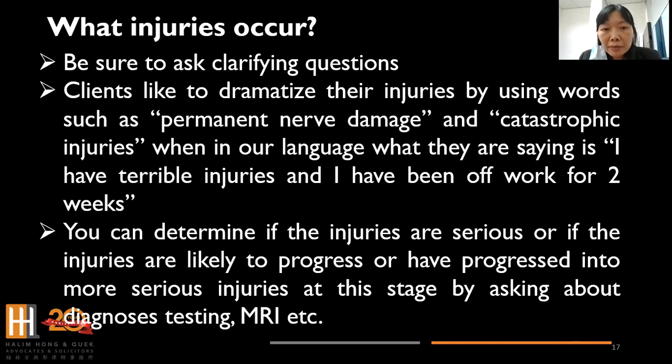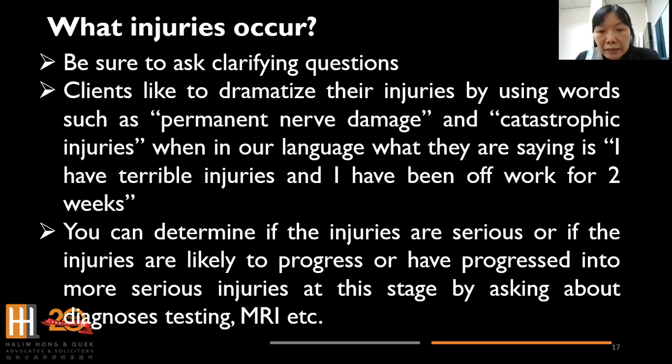Terrible injuries. What do you mean by terrible injuries? Catastrophic injuries. You need to see what actually the catastrophic injuries are, and how catastrophic it is. So the same goes for the injuries and also the effect. Terrible injuries. They have been off work for 2 weeks. This will be relevant also.